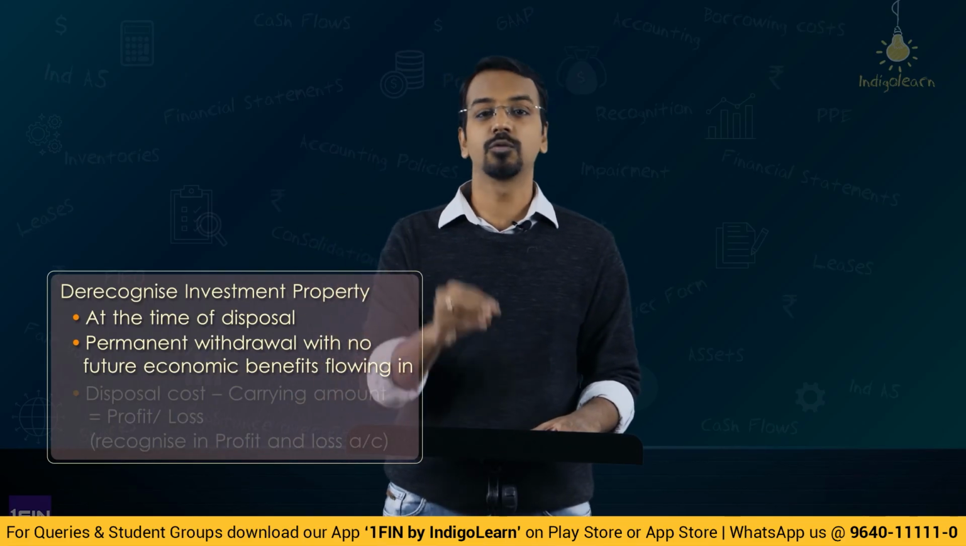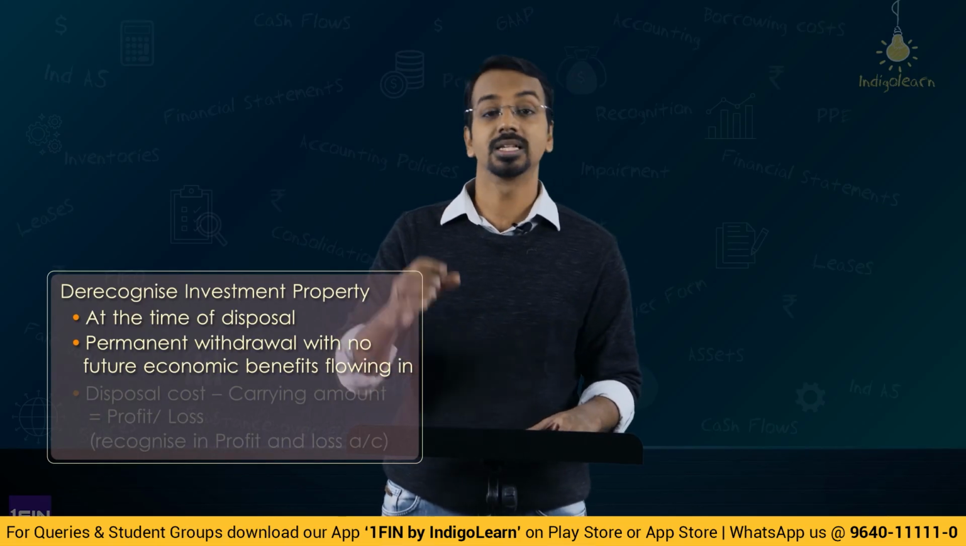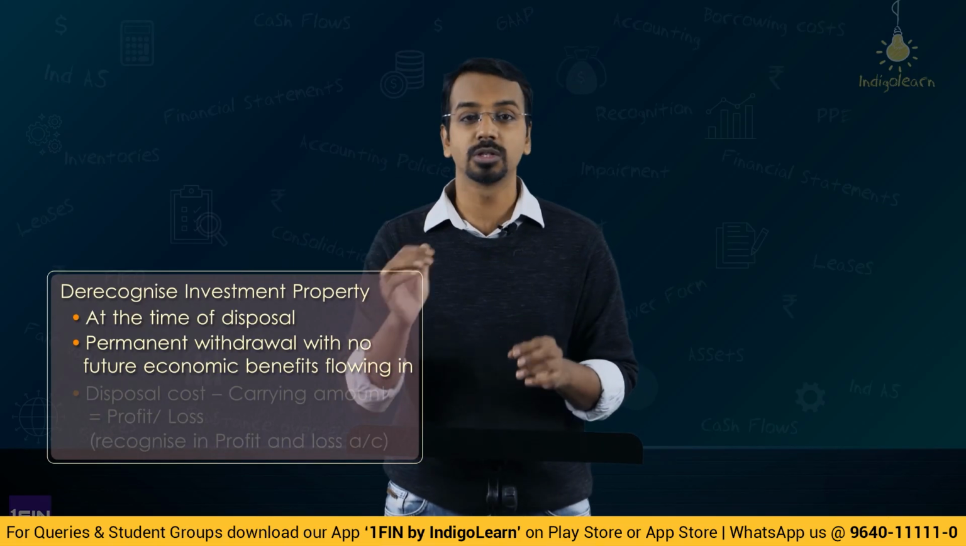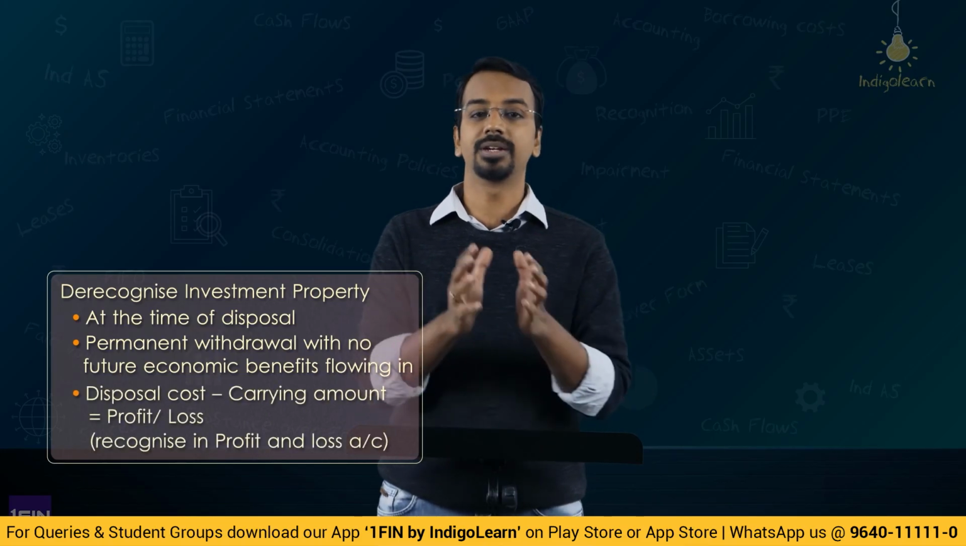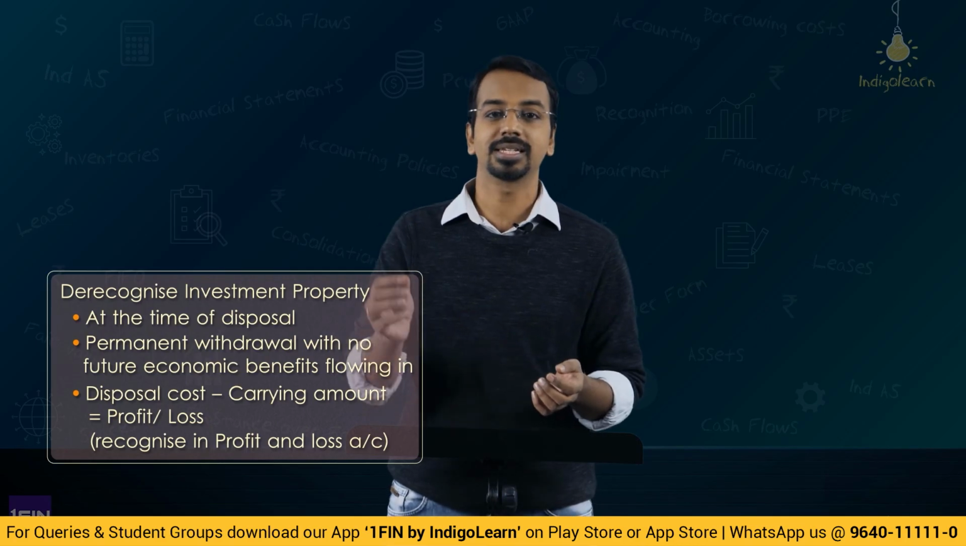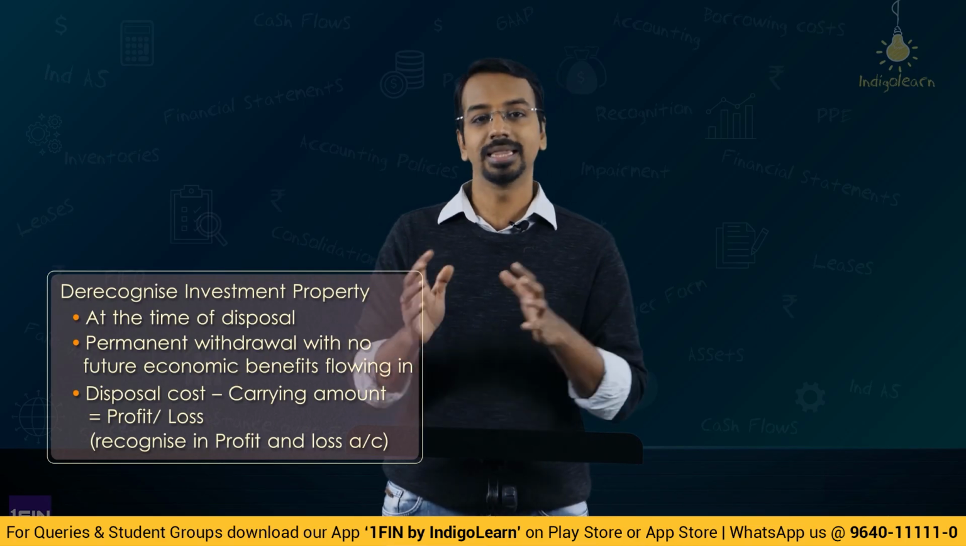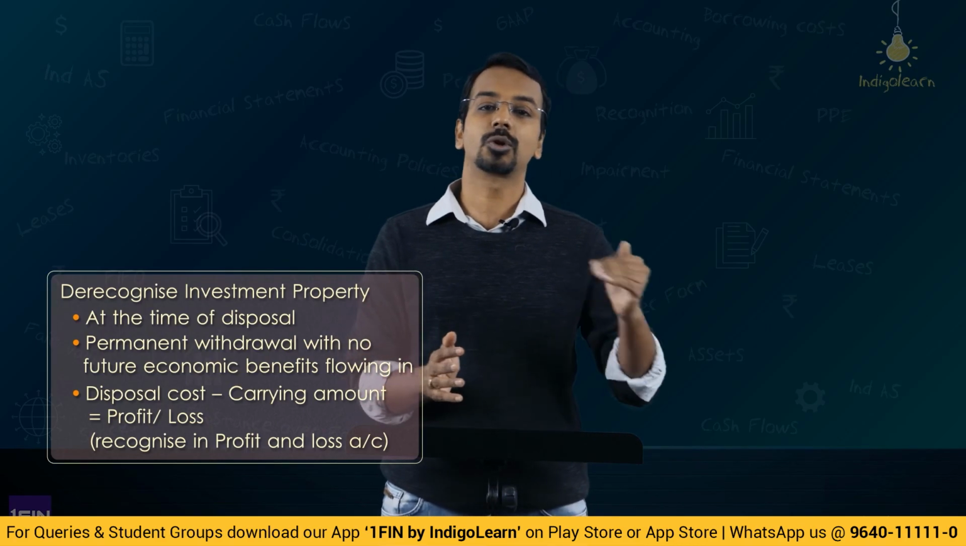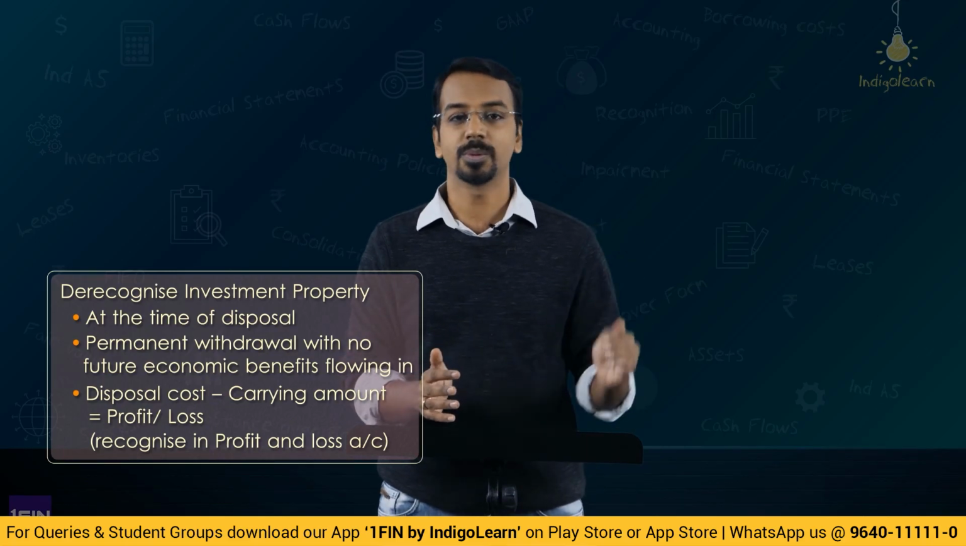Then we discussed derecognition related aspects. An entity will derecognize an investment property at the time of disposal or when it is permanently withdrawn from its use and no future economic benefits are expected to flow to the entity from its disposal. At that point of time, you will derecognize. Whatever is the difference between the net disposal proceeds and the carrying amount, it will be treated either as profit or loss depending on which one is higher, and that will be recognized in the P&L. And then we discussed a lot of disclosure related requirements for investment property.